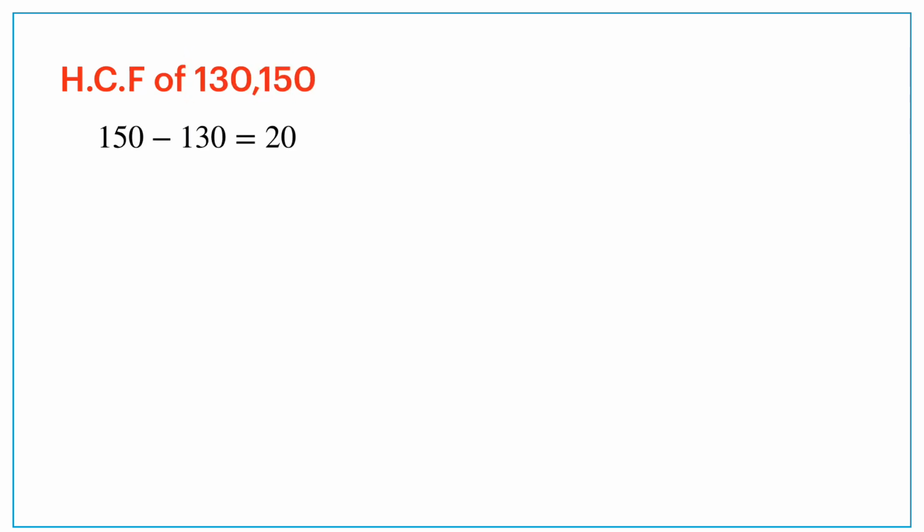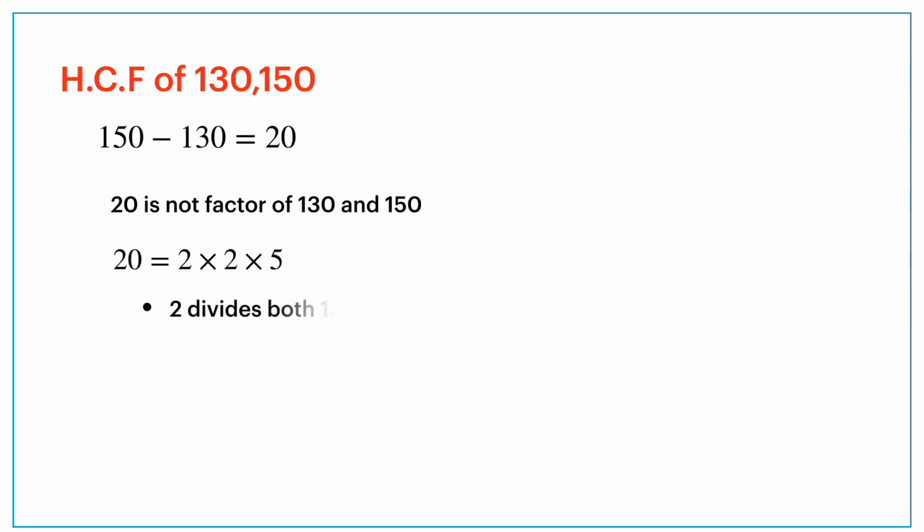Let's take another example. What is the highest common factor of 130 and 150? First, find the difference between 130 and 150. That is, 150 minus 130 is 20. Next, we observe that 20 is not a factor of both 130 and 150. Now, let's write the prime factorization of 20. That is, 20 is 2 times 2 times 5.